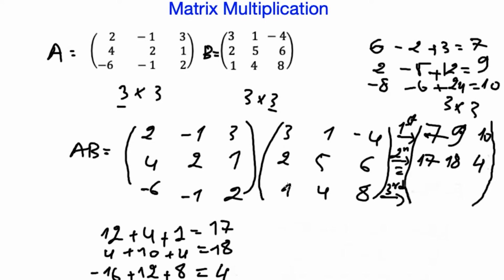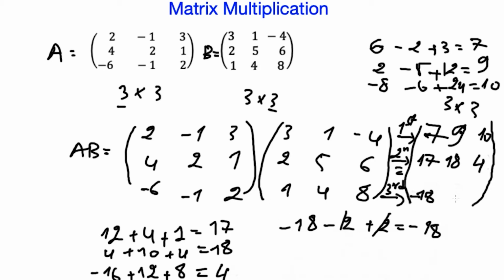And for the third row here, at this position we have this row times this column, so it is minus 6 times 3, which is minus 18, minus 1 times 2, which is minus 2, and 2 times 1, which is 2, so plus 2, and we get minus 18. So here we have minus 18.